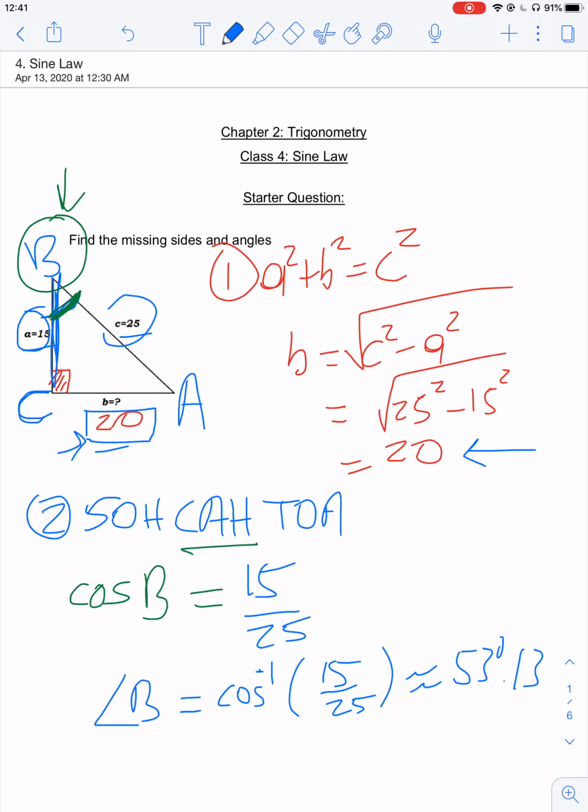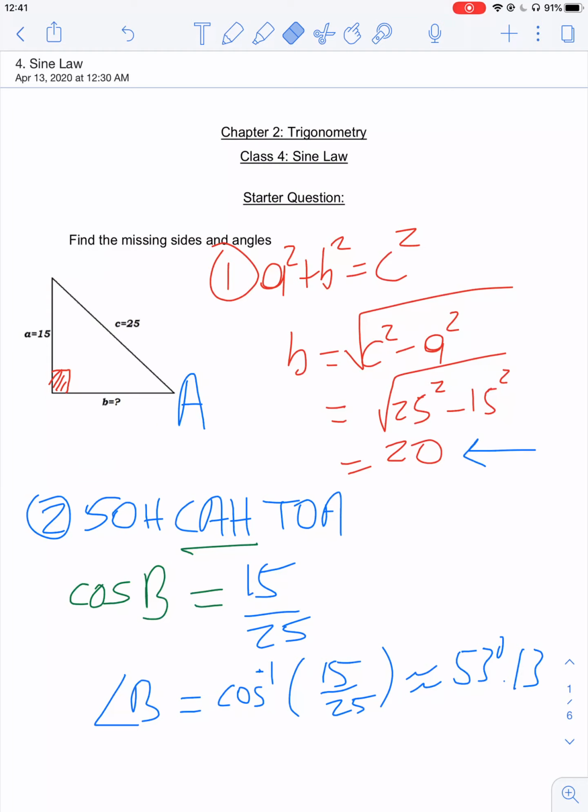Now, why am I doing this? Let's erase everything in here. We know that the B value is 20. Now let's pretend that we don't know that. Let's pretend that what we know is this angle is 53.13. We know what A is and we know what C is. Can we calculate B without using the Pythagorean theorem?